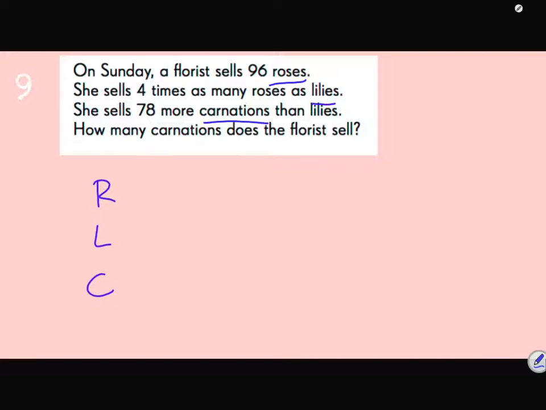So on Sunday, she sells 96 roses. She sells 4 times as many roses as lilies. So careful with this one. She sells 4 times as many roses as lilies, which means she sold more roses. And so now, this is why I say never to write in the bar, because we had to cut that thing up into 4 equal parts because the roses have to end up being 4 times as big as the lilies do.